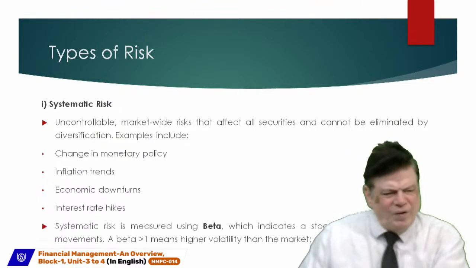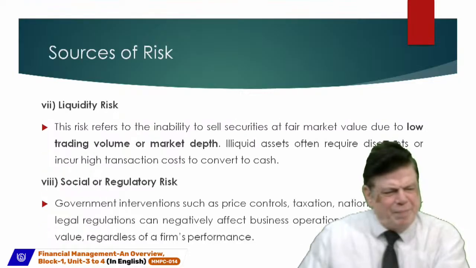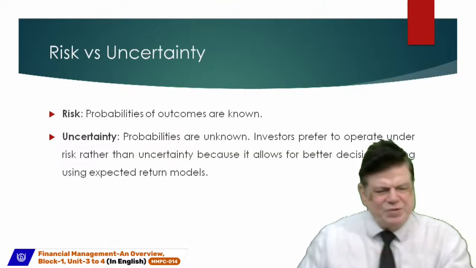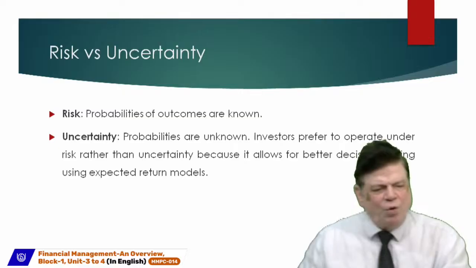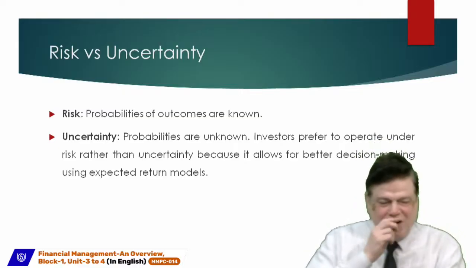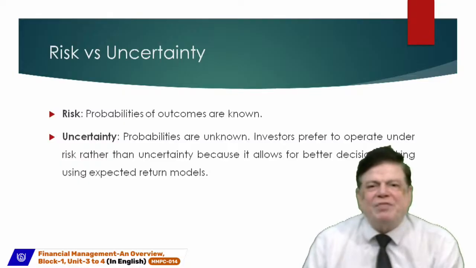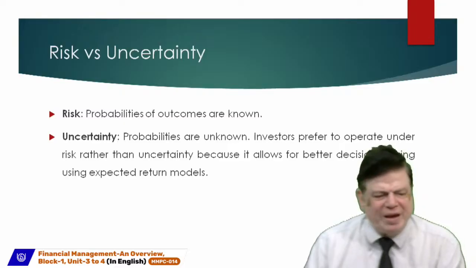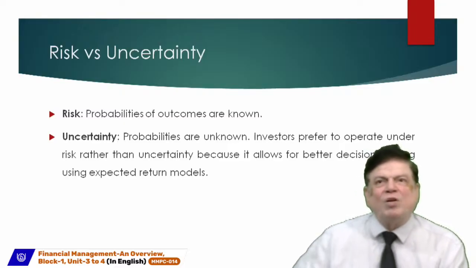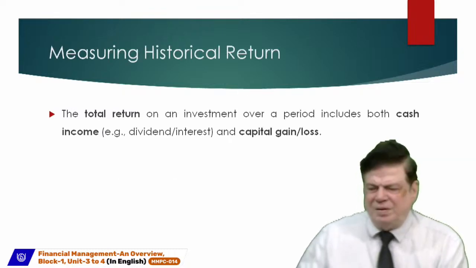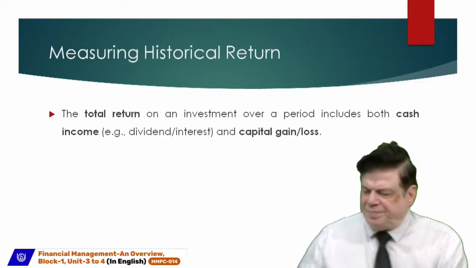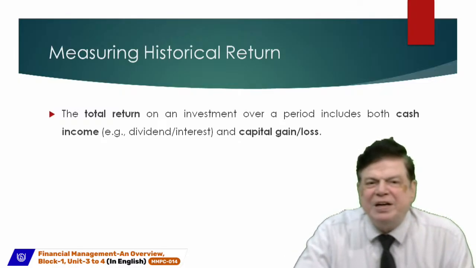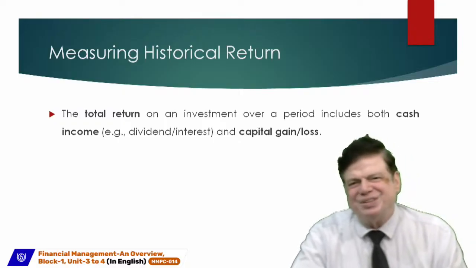Now next is risk: probabilities of outcomes are known; uncertainty: probabilities are unknown. Investors prefer to operate under risk rather than uncertainty because it allows for better decision making using expected return models. The total return on investment over a period includes both cash income, that is dividend or interest, and capital gain or loss. Both.